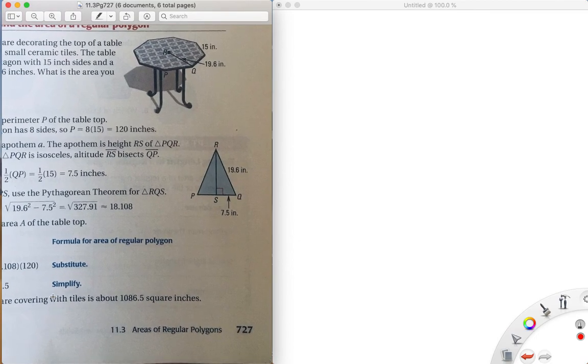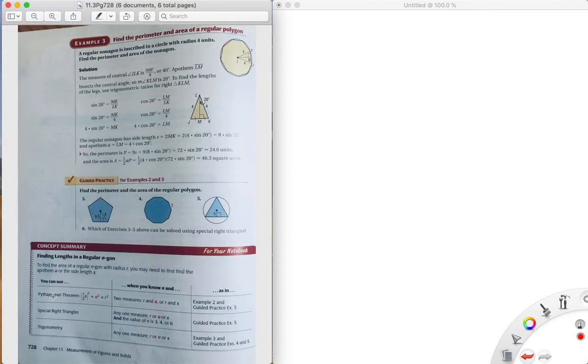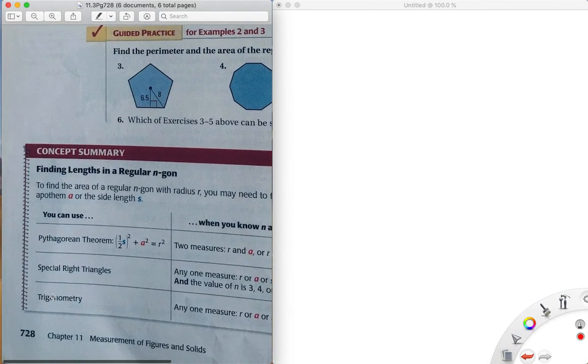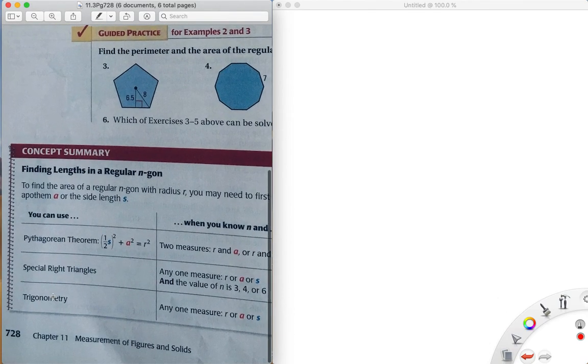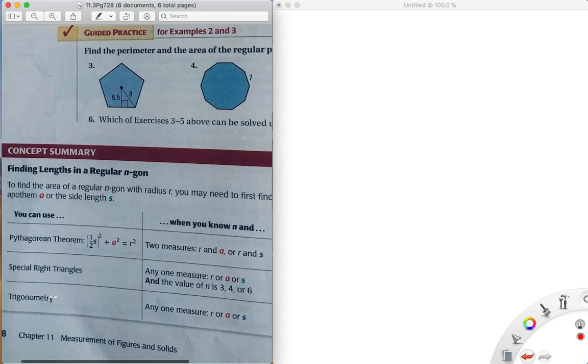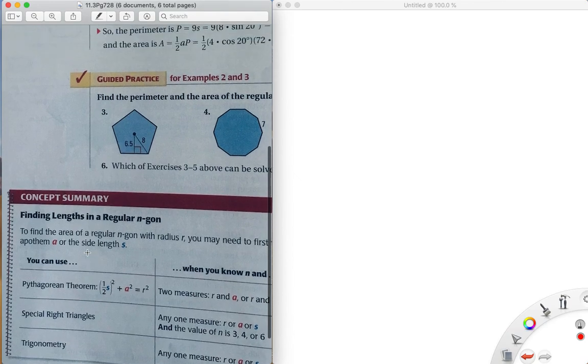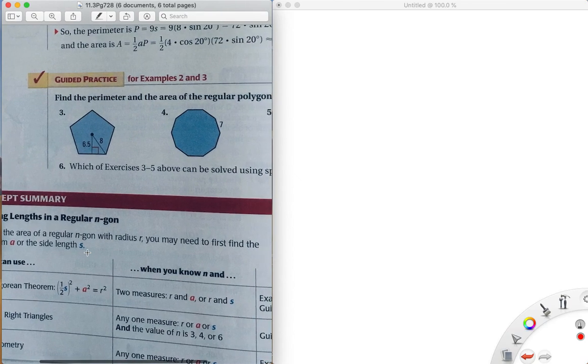So what does one of these problems look like? We have 3 of them, and there's going to be 3 ways to solve them, and the book gives a synopsis of it down here. You can use the Pythagorean theorem, you can use special right triangles, and we can use trigonometry. Trigonometry is sine, cosine, tangent. Special right triangles are 30, 60, 90 triangles, or 45, 45, 90 triangles. And then you better know what the Pythagorean theorem is: a squared plus b squared equals c squared.